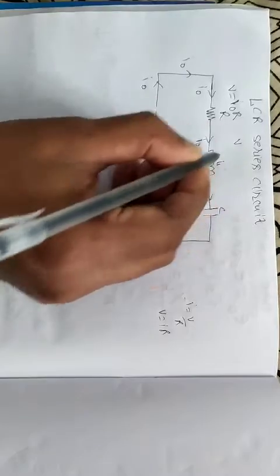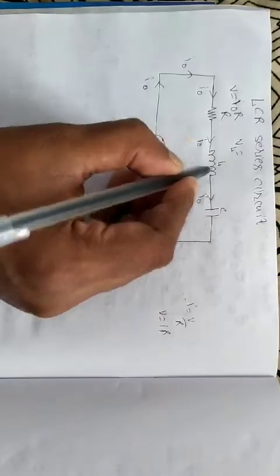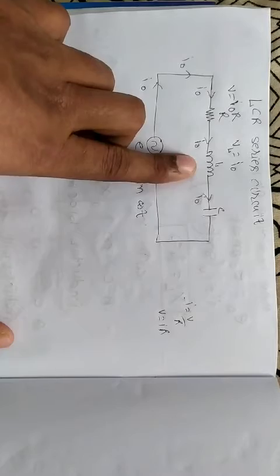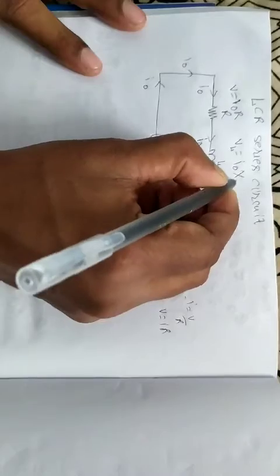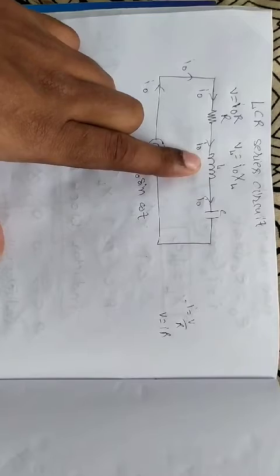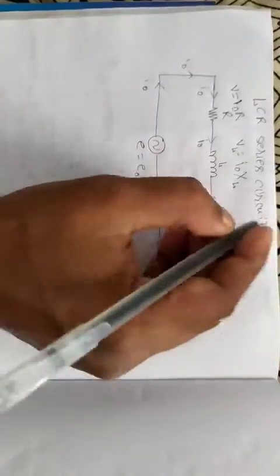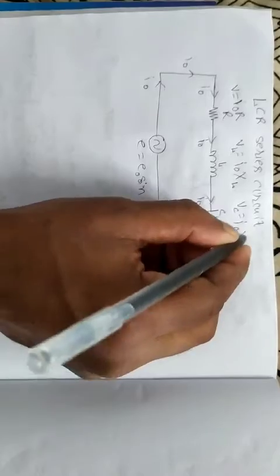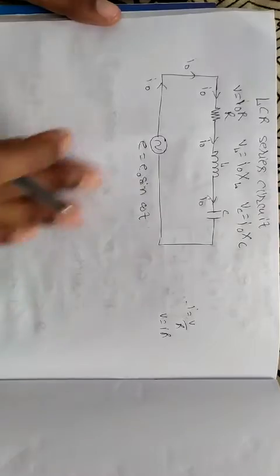What will be the potential difference across the inductor? Potential difference is current into resistance. What is the current here? I naught into L. Achha, I naught into resistance now. So in the inductor, which resistance is there? Inductive reactance, XL. The resistance present in the inductor is known as inductive reactance. And the voltage across the capacitor will be I naught into XC.